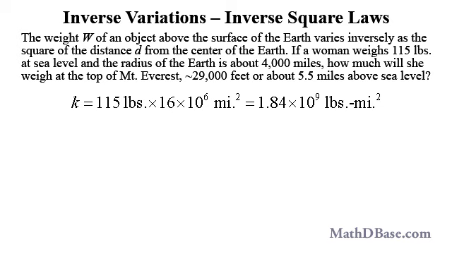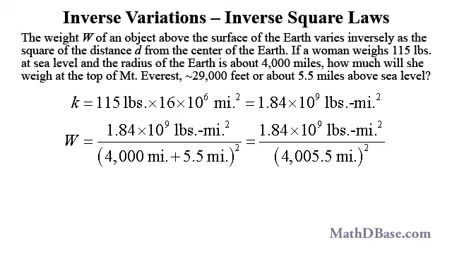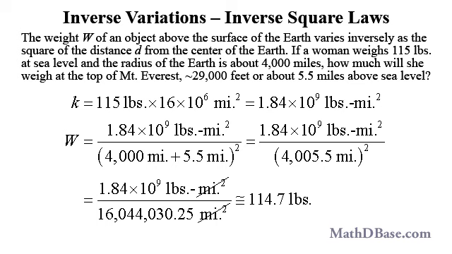We now have the value of the constant of proportionality K, so on top of Mount Everest, the distance from the center of the Earth is 4,000 miles plus 5.5 miles, or 4,005.5 miles, and she weighs 1.84 times 10 to the 9th pounds square miles over 4,005.5 miles squared. The square miles units cancel, which simplifies to about 114.7 pounds. For a review of scientific notation, have a look at the decimal system series.